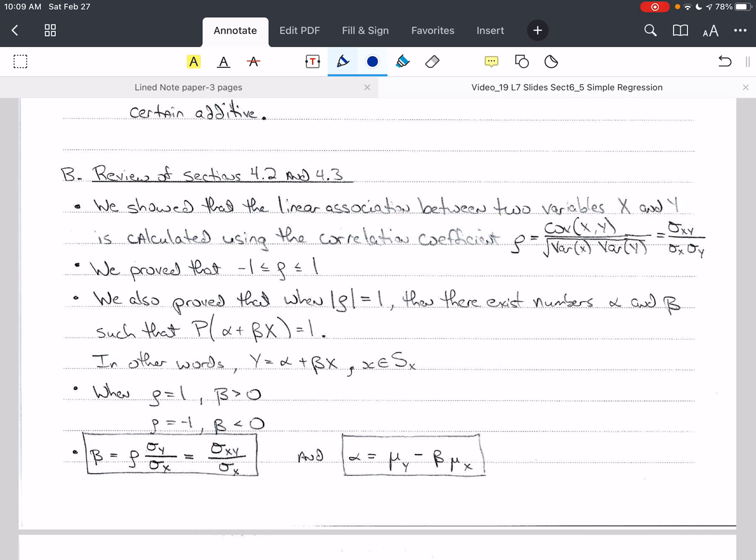So we've talked about this in sections 4.2 and 4.3 of last semester, and we showed that the linear association between two variables, x and y, is calculated using the correlation coefficient. This is the population correlation coefficient. This is also called Pearson's correlation coefficient, and it is the covariance between x and y divided by the standard deviation of x times the standard deviation of y. We also proved that rho was between -1 and +1, and this is an important property to know. And r, the sample correlation coefficient, is always between -1 and +1.